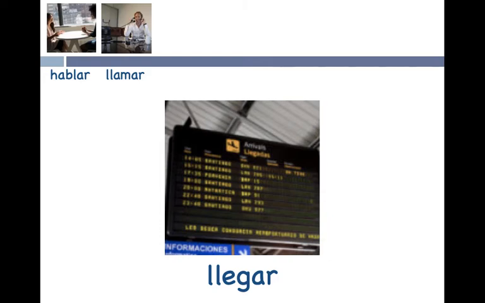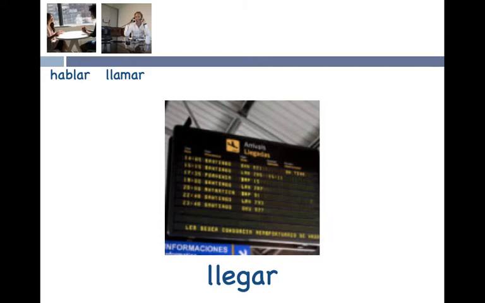Llegar, llegar, which means to arrive. And here's the little clue for that one. Look at the little word in there, the body part, leg. All right, you took your little legs and you went someplace and you arrived. I arrived there on my two legs. And there are the two legs right in the front, LL. And how does the LL come out? Like a Y. Repita, por favor, llegar.